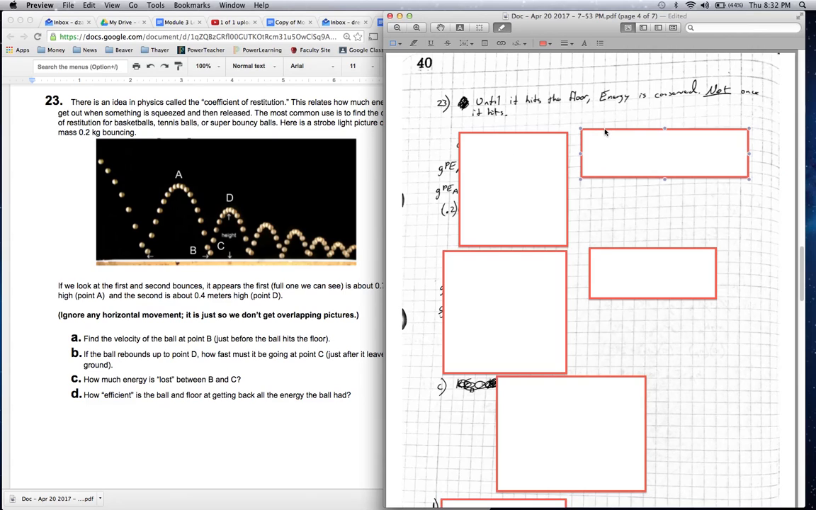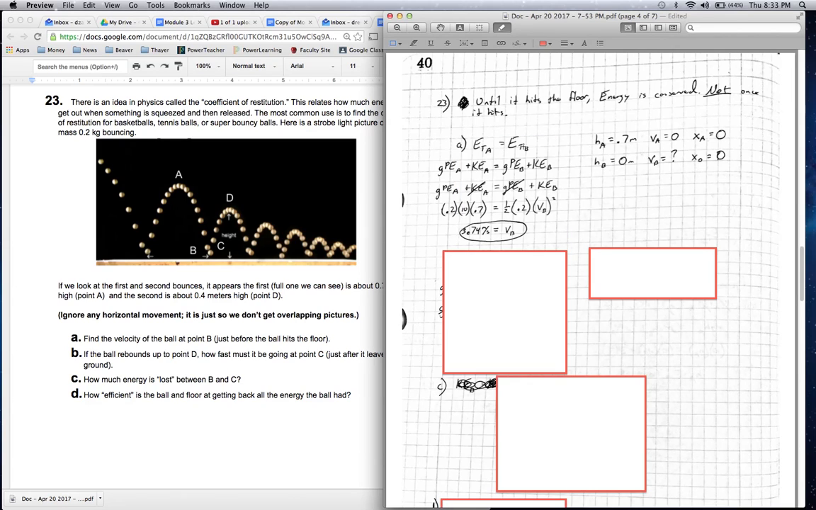So if I look at this, it tells me that the height at A is 0.7 meters. I know the velocity at A is 0, because again, we're ignoring horizontal movement, and there's no spring. At B, the height is 0. It's just about to hit the ground. I know it's moving, I don't know the velocity, and again, there's no spring. So I can say the total energy at A is the total at B.